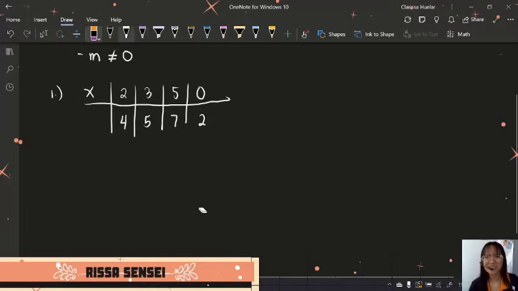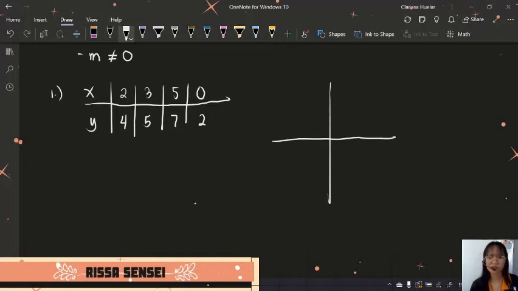O, paano natin malalaman kung ito ba ay nagfo-form or pwedeng maging linear function? Ang pwede natin gawin is, pwede nating i-plot yung points. So, magpa-plot tayo ng points. That's 2, 4. It's in quadrant 1. Then, 3, 5. 5, 7. Tapos, 0, 2. So, kapag in-draft natin, we know that this is a straight line.